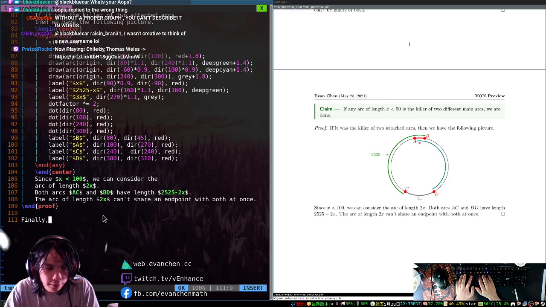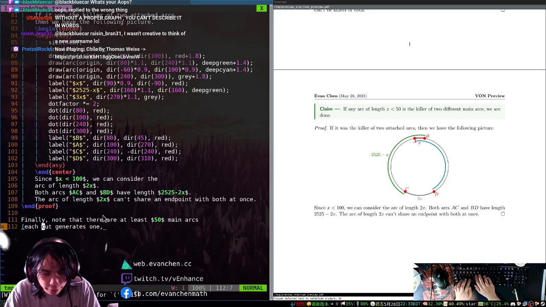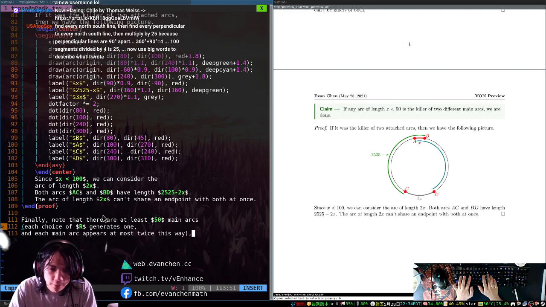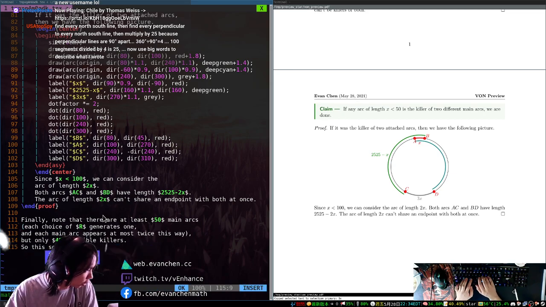Okay, so finally, note that there are at least 50 main arcs. Each cut generates one, or each choice of arc generates one. And each main arc appears at most twice this way, but there are only 49 possible killers. So this solves the problem.